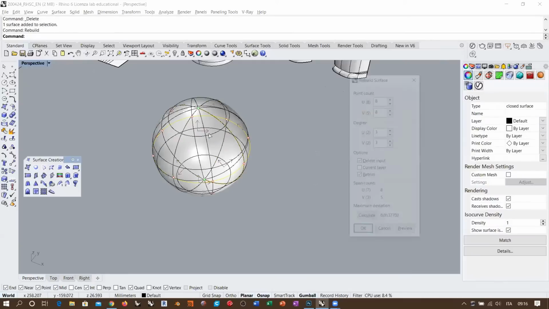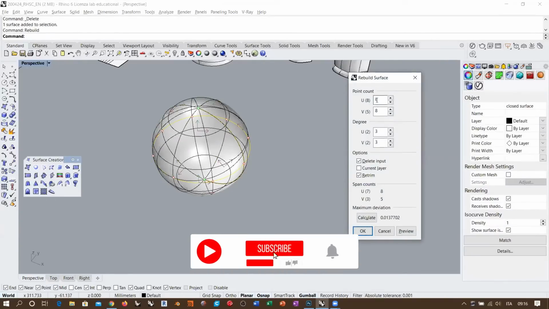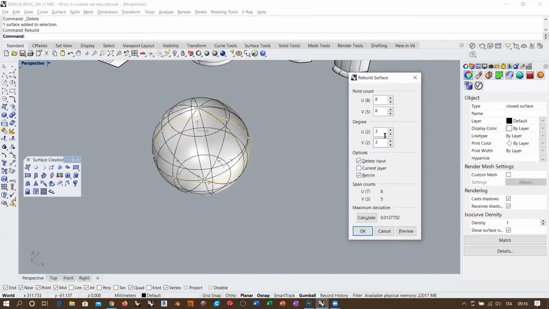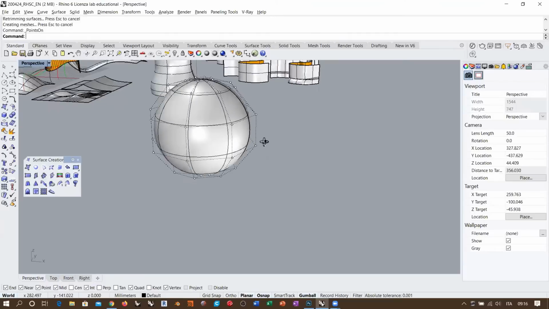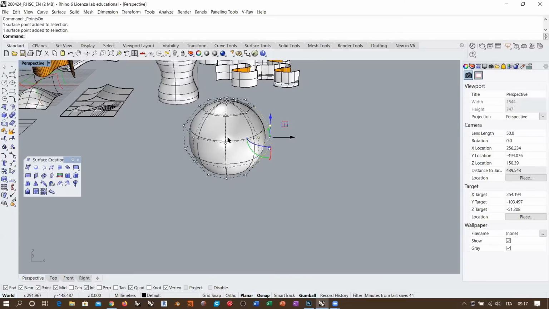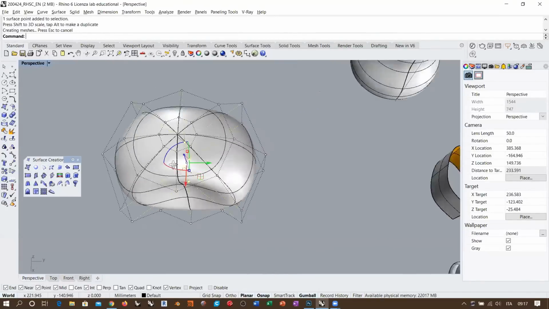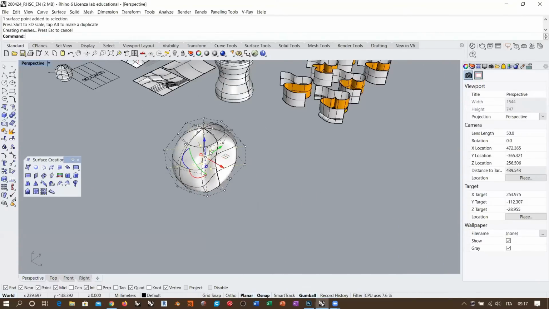But I can rebuild this sphere, giving it, say, 8x8 control points. The amount of control points is not that important. The important thing is that I have degree 3x3 and not 2x2. If I do this, now I have a deformable sphere. And whatever type of deformation I manage to do with this sphere, something like this, will produce a result which is a closed surface, just like the sphere.